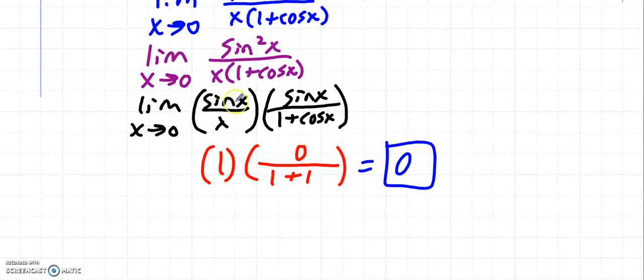So the limit as x goes to 0 of sine of x over x is 1. I know that because I've memorized it. I love it. And then the limit as x goes to 0 of sine of x over 1 plus cosine of x, well, I can just do direct substitution. What is the sine of 0? The sine of 0 is 0. What is the cosine of 0? It's 1. What is 0 over 1 plus 1? That's 0. What is 0 times 1? Also 0.